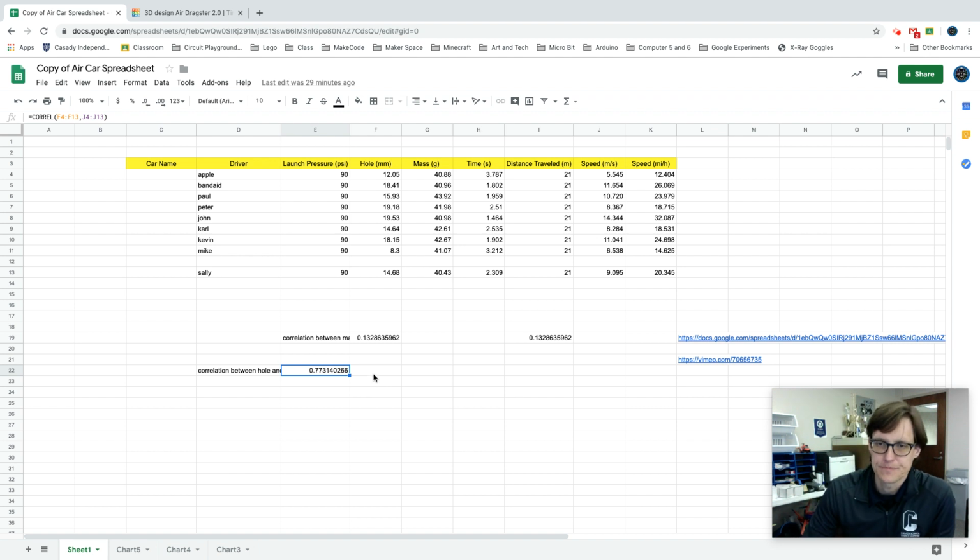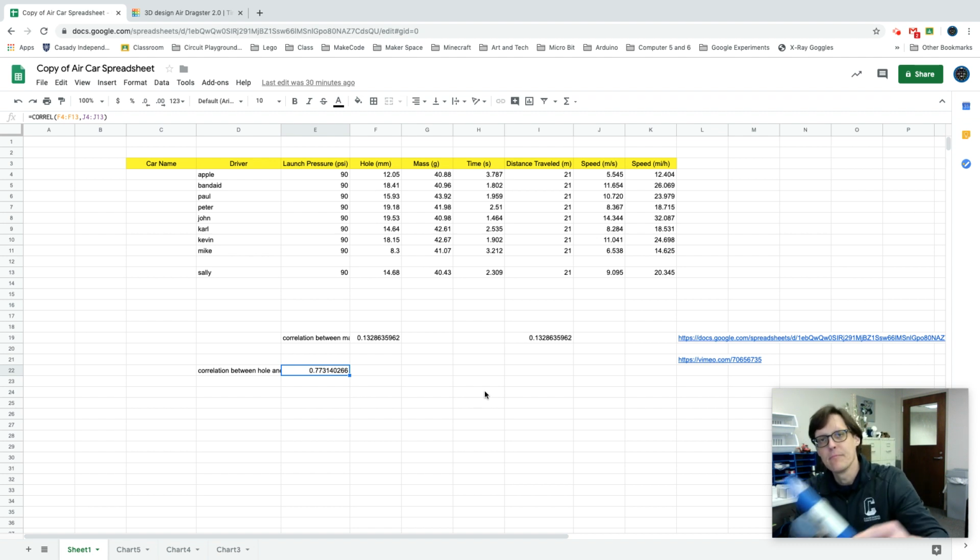The toughest or the most challenging part of this project was making sure that the nose cone would stay on the car when it was launched.